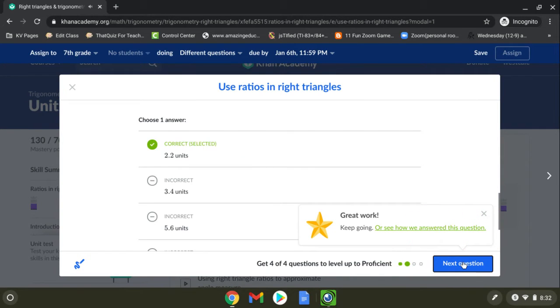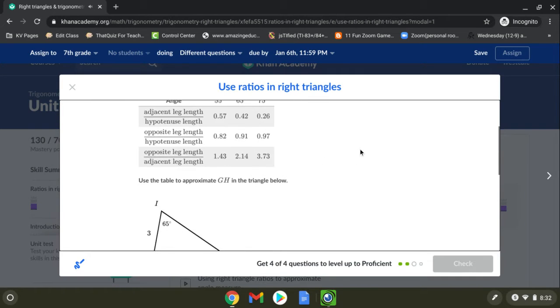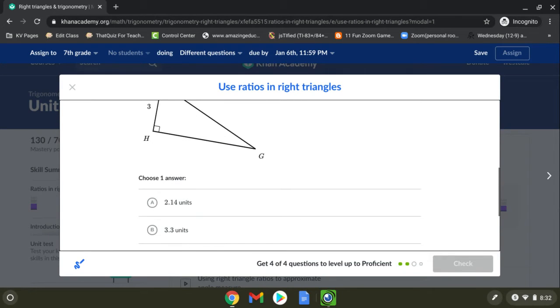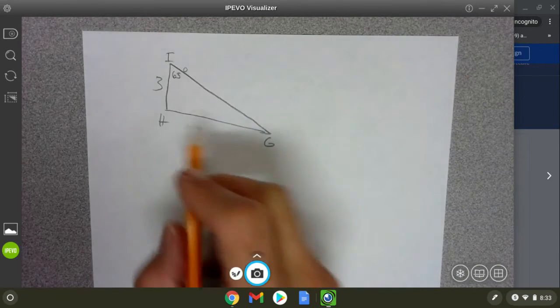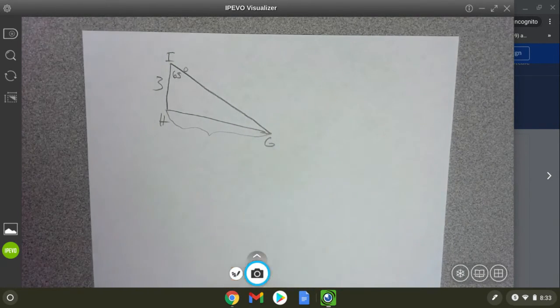There we go. All right, yeah, this is the one that's a little bit weirder. All right, what's the question ask? Use the table to approximate GH. So first, I'm going to go ahead and draw a little picture of it. All right, H is there, G is there, I is there, 65 degrees. Okay, so I got my picture, and we're trying to figure out GH.